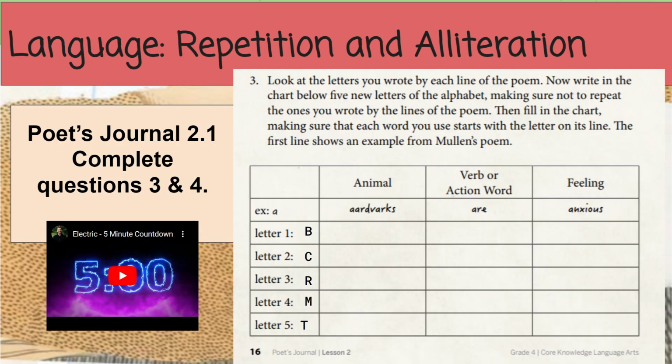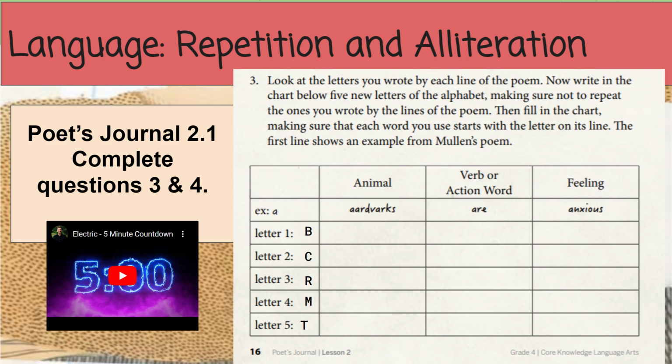So we're going to practice with some alliteration. I'm going to have you open up to your Poet's Journal to page 16, and we're going to look at number 3. We're going to look at the letters that we can write in a poem. So we're going to use the letter A as an example from our poem, and it's A. The animal is an aardvark. The verb or an action word is the word are, and the feeling is anxious.